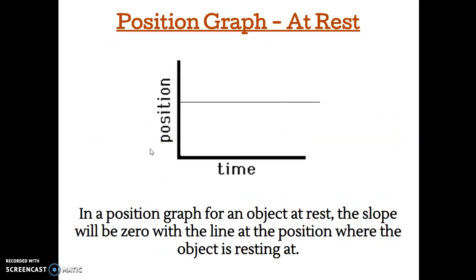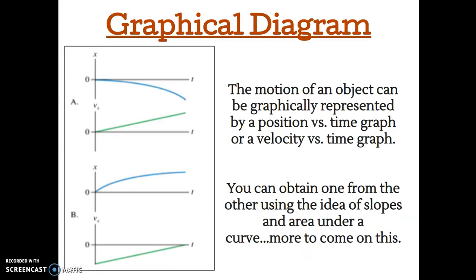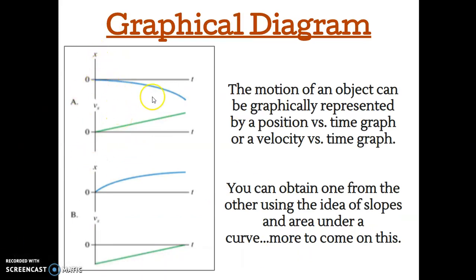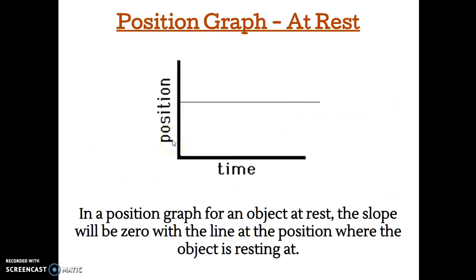All right, so all of these are ways to represent how objects move. Let's start now, and get a little bit more into these graphic representations. So we're going to be talking about position versus time and velocity versus time graphs. All right, so here's position versus time. Very simple motion. Nothing's happening. The object is at rest.